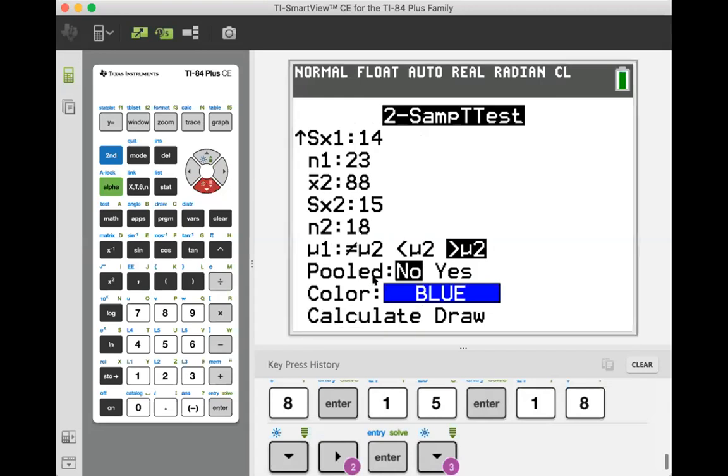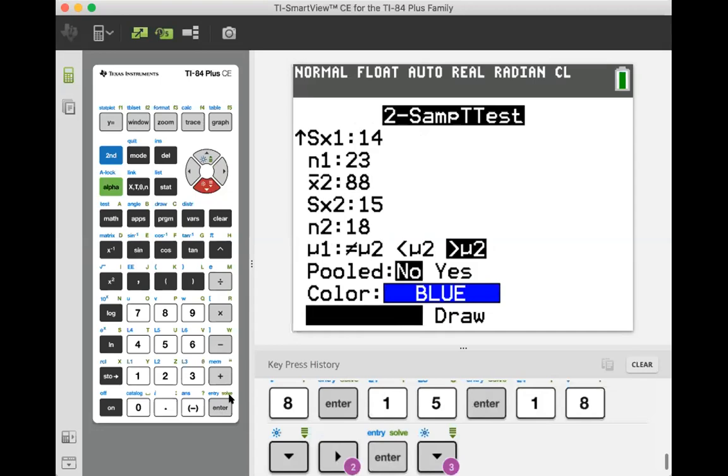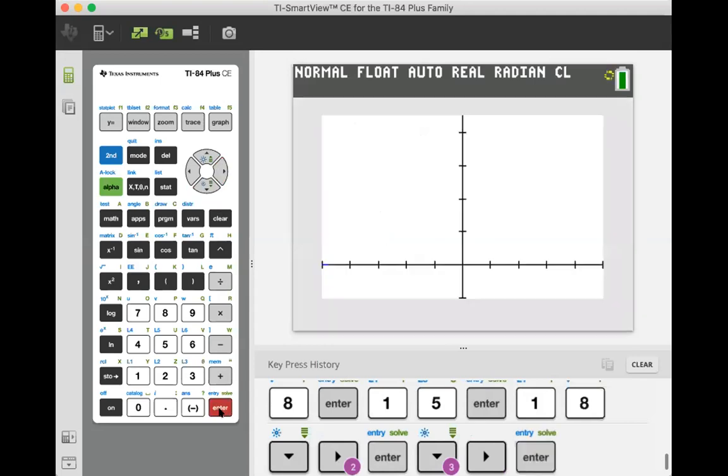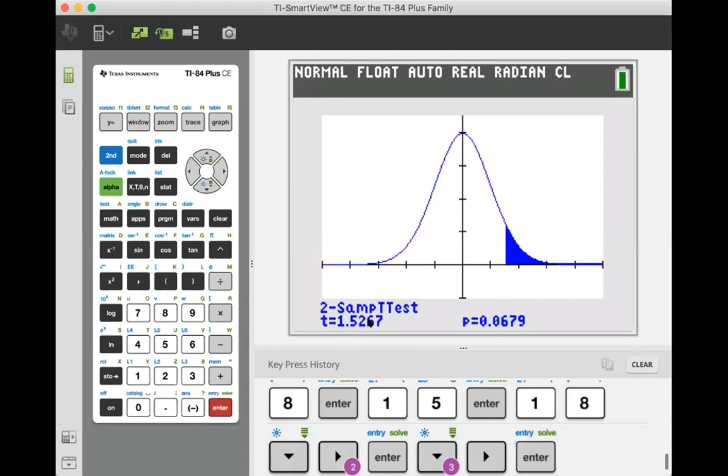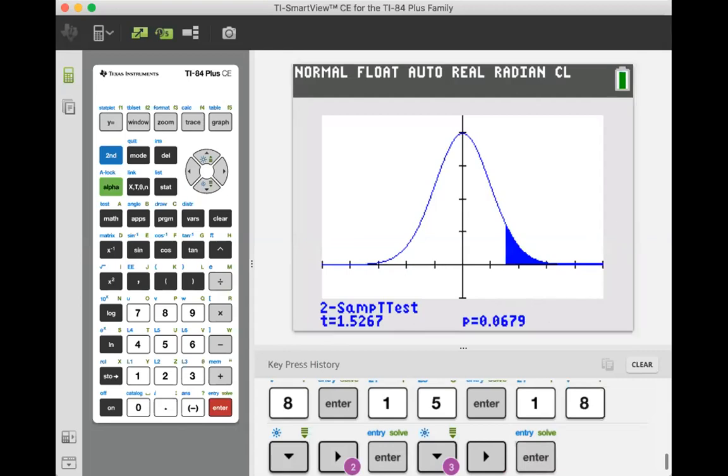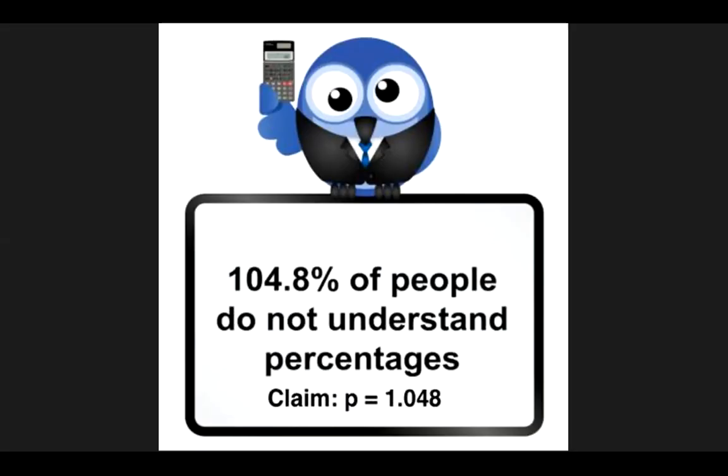And then for this problem, I'm going to go to draw, and it will give us a test statistic and the p-value. So there's our p-value sketch. The test statistic is 1.527 to 3 decimal places, and 0.0679 is the p-value. Okay, so let's go back to our document.